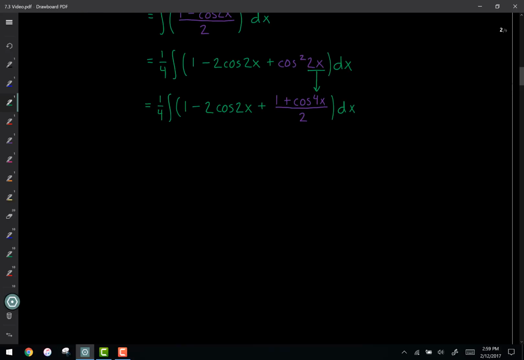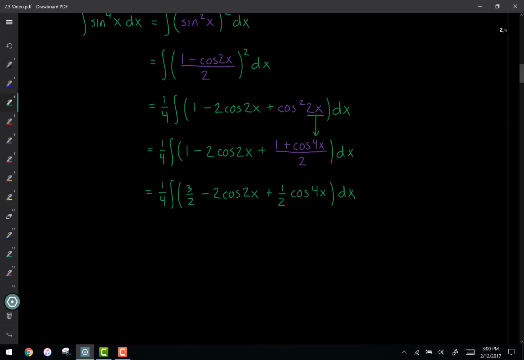All right, now we just need to clean this up a little bit, and then we are good to go. This purple bit here, the 1 plus cosine 4x all over 2, this is really 1/2 plus 1/2 cosine 4x. So the 1/2 and the 1 can combine to give us a 3/2 minus 2 cosine 2x plus 1/2 cosine 4x dx.